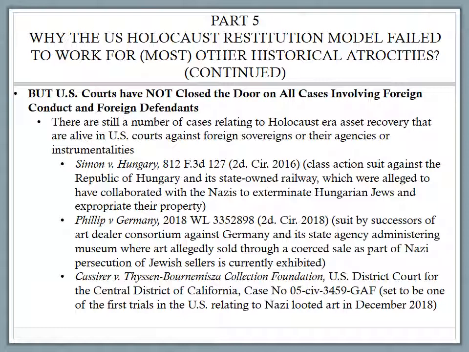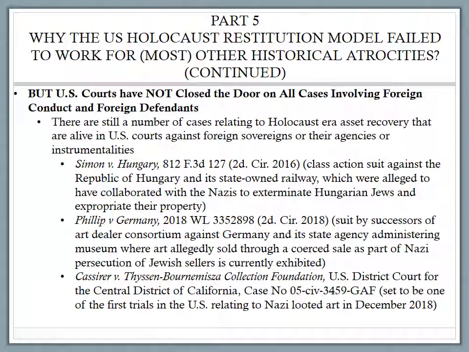Examples of cases that are still alive in U.S. courts relating to Holocaust asset recovery include the case of Simon versus Hungary from the D.C. Circuit. This is a class action suit against the Republic of Hungary and its state-owned railway, which were alleged to have collaborated with the Nazis to exterminate Hungarian Jews and expropriate their property. Another case is Philipp versus Germany, which is a suit by successors of an art dealer consortium against Germany and its state agency administering museum, where art allegedly sold through coerced sale as part of Nazi persecution of Jewish sellers is currently being exhibited.